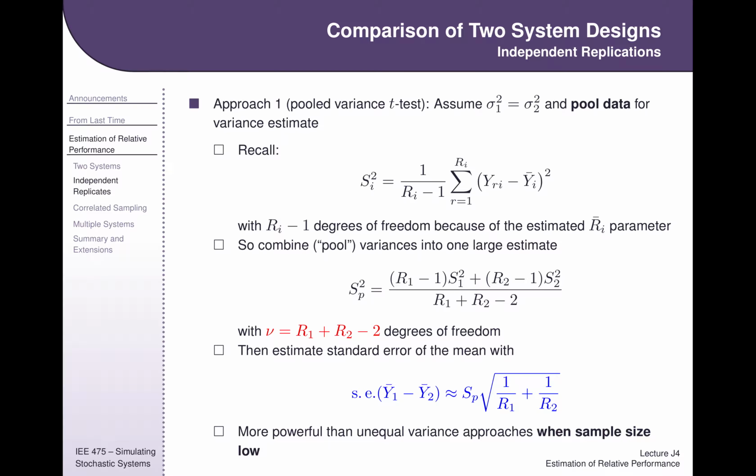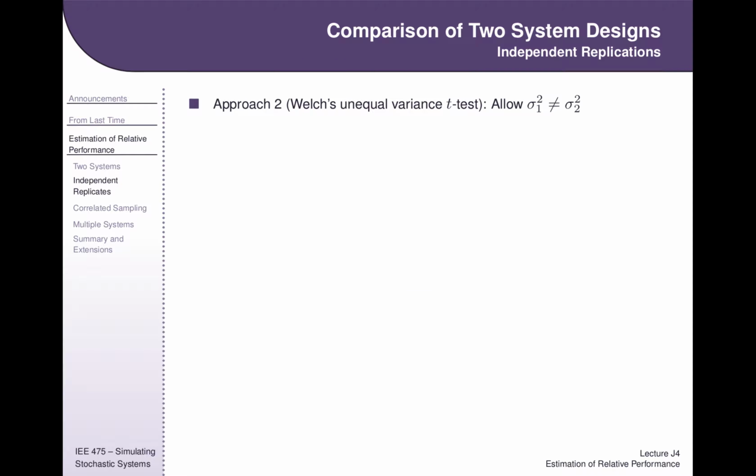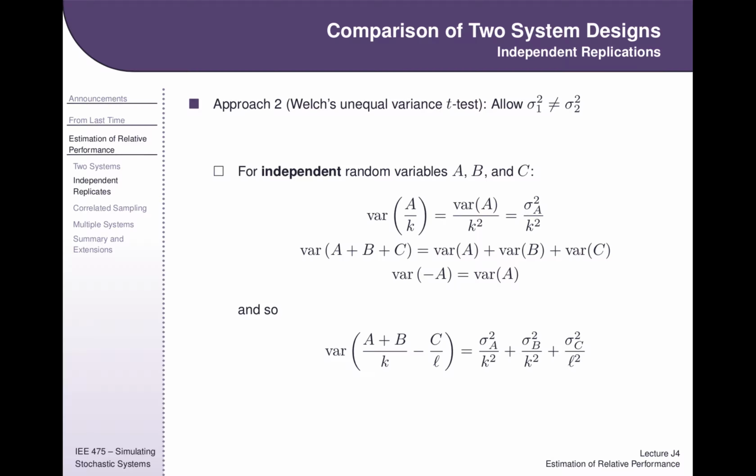But we always want to use pooled variance if we can, because they're more powerful than the unequal variance approaches when the sample size is low. That's just because when the sample size is low, you don't have enough samples to really estimate the variance very well. But let's see what happens when we have to do an unequal variance t-test. If we are pretty sure that our variances are unequal, or we aren't that sure that they're equal between the two systems, but we are sure that the two systems are independent, then we can make use of some basic probability here.